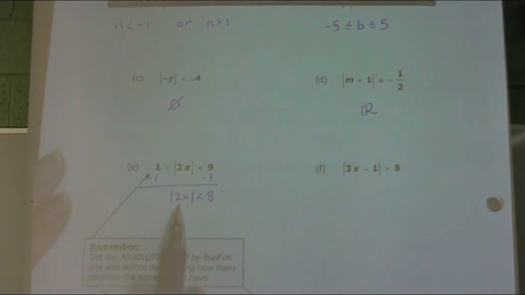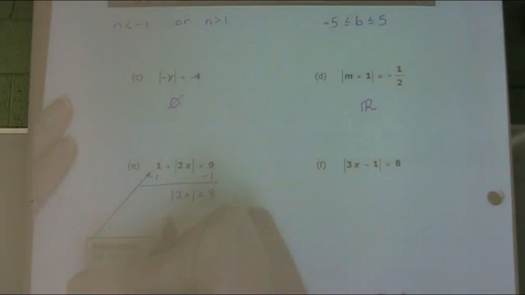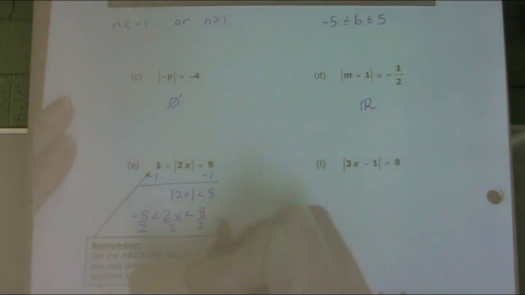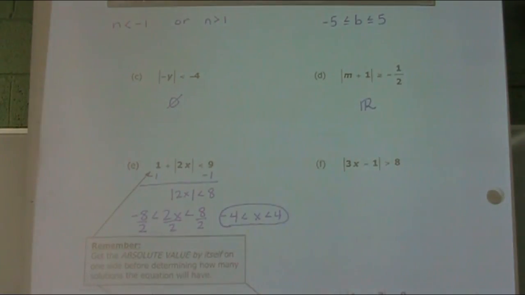Now I have absolute value is less than a positive number, which is what type of solution? Conjunction. So here's what we're going to do. Put 2x in the middle, less than and less than, and it's between negative 8 and positive 8. Now I'm going to solve my conjunction by dividing all three parts by 2. And so I have negative 4 is less than x is less than 4. And this is my solution.